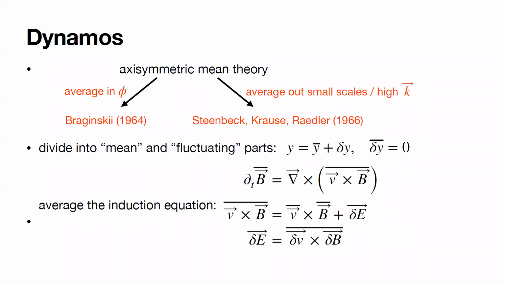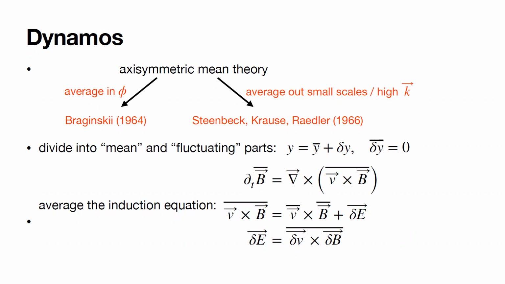Say I do a Fourier transform of my flow, and I just throw away all the high K number modes, right? The low K number modes might mean the average, and the high K number modes might mean the fluctuations. It turns out that the math is extremely similar, no matter what you mean by it.